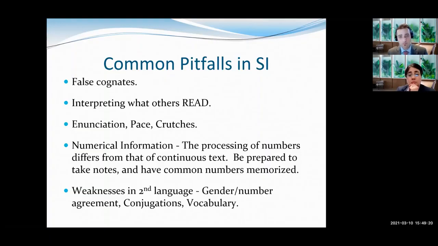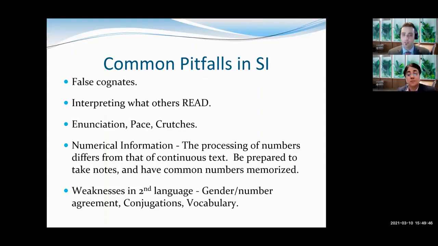Numerical information. What happens here is that numbers are processed in a different part of the brain than speech. And so most of what you're hearing are words, right? Speech, speech, speech. And then all of a sudden they throw out a number, a case number or something like that. And it really paralyzes you for a moment. You have to switch tracks very quickly. Most of the time you will miss the number unless you're prepared for it.